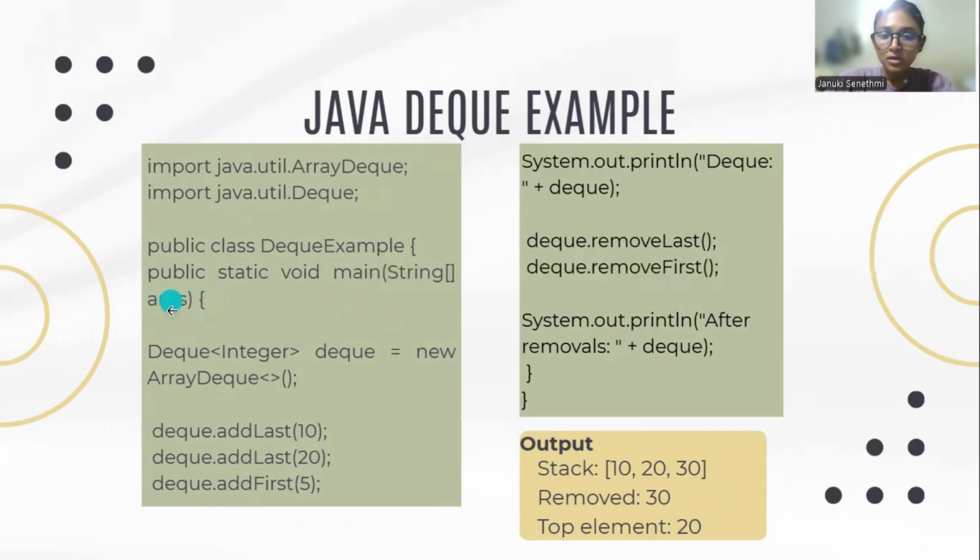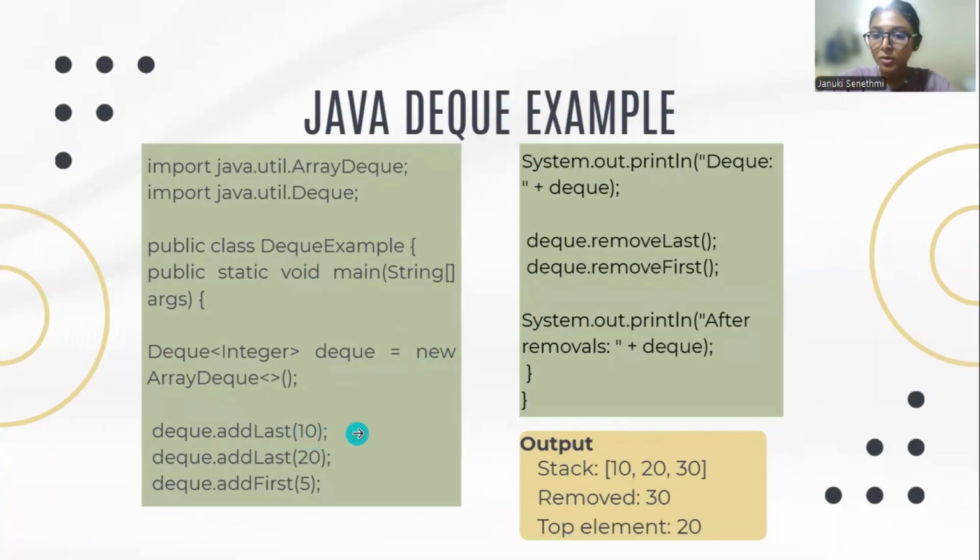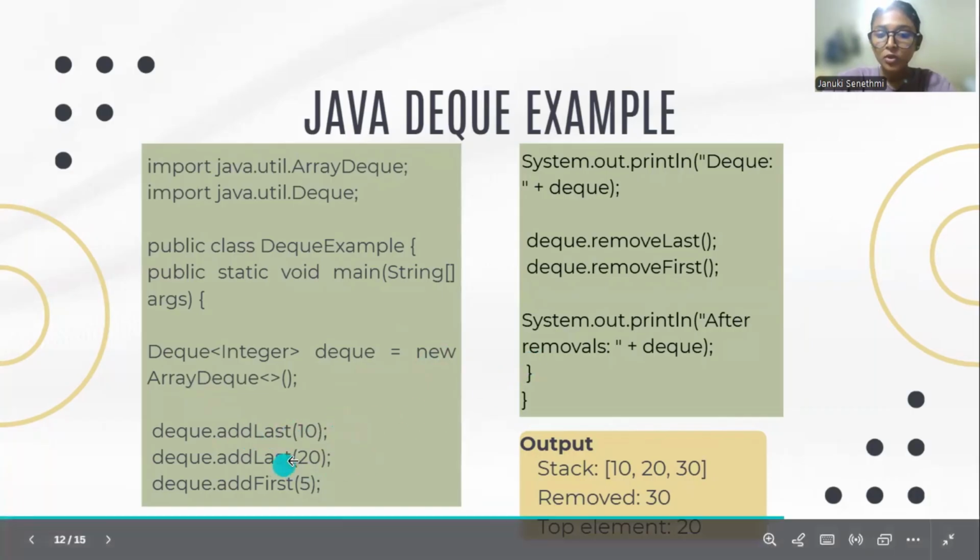So what this does is create an empty DEQ that stores integers only. At first, it is empty. So now we add elements by DEQ.addLast(10). Then it adds 10 to the rear, from the back, because this is add last. So the DEQ becomes only 10. Then we add 20. Then the DEQ becomes 10, 20.